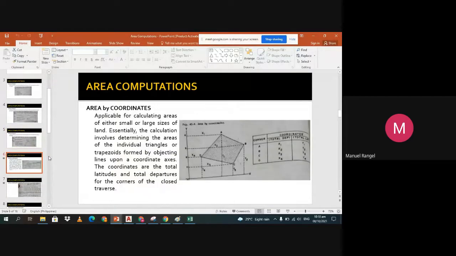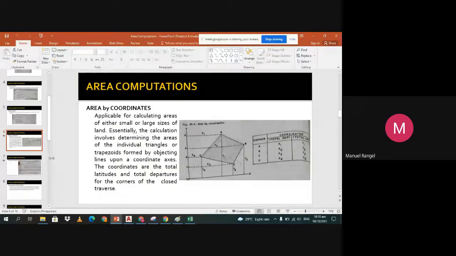Okay, in another computation, there is area by coordinates, applicable for calculating areas of either small or large sizes of land. Essentially, the calculation involves determining the areas of the individual triangles or trapezoids formed by projecting lines upon a coordinate axis. The coordinates are the total latitudes and total departures for the corners of the closed traverse.